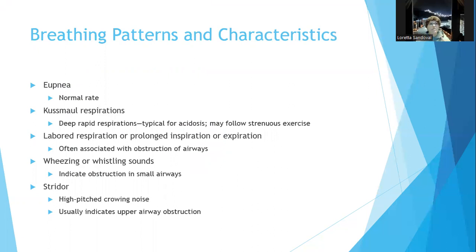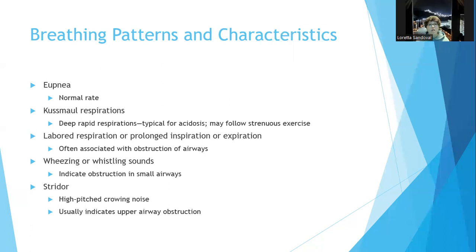Breathing patterns and characteristics. Anything with pnea is breathing. So we've talked about dyspnea and orthopnea. Eupnea is the normal rate of breathing, 16 to 20 respirations per minute in and out. Kussmaul respirations are deep, rapid respirations. They're typical for acidosis, but they also may follow strenuous exercise. So Kussmaul respirations are not necessarily abnormal. We're just trying to restore our balance.